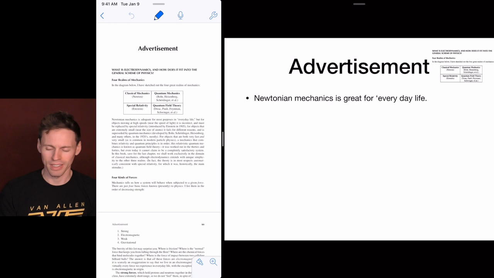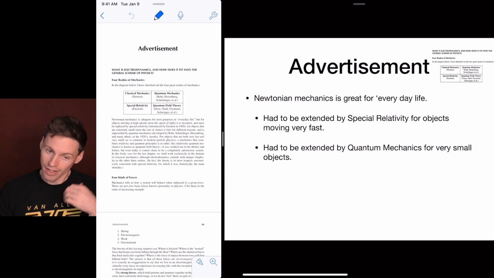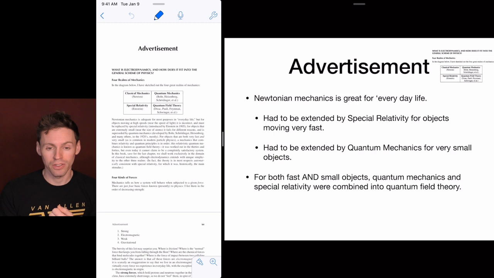Newtonian mechanics is great for everyday life, but it had to be extended by Einstein's special relativity when we started trying to model things that move really fast. Then it had to be extended further when we went to really small objects, with the theory of quantum mechanics. If something is very small and moving very fast, you need a new theory, quantum field theory, the combination of really small things moving at very high speeds.